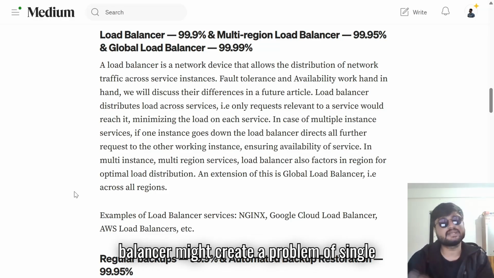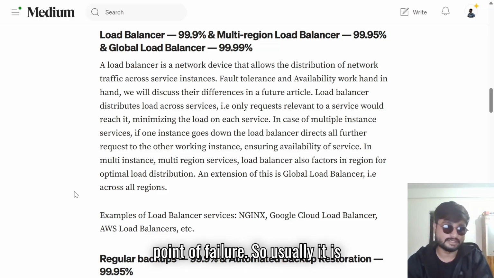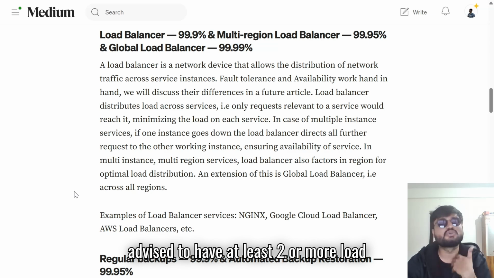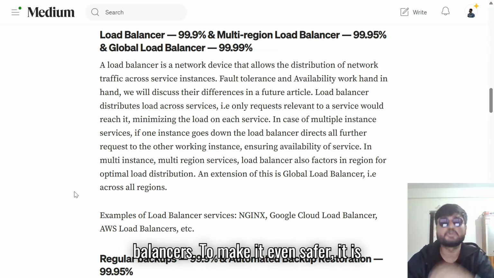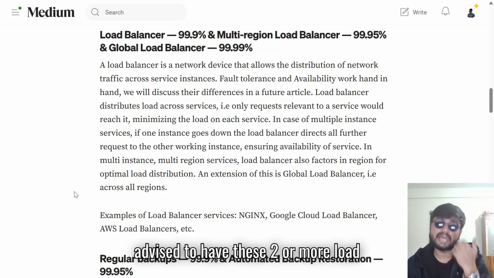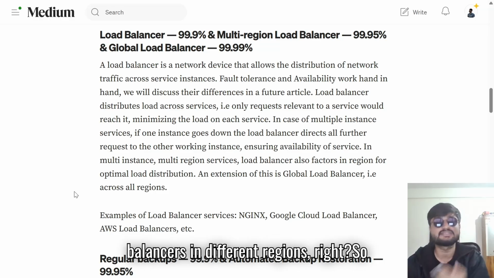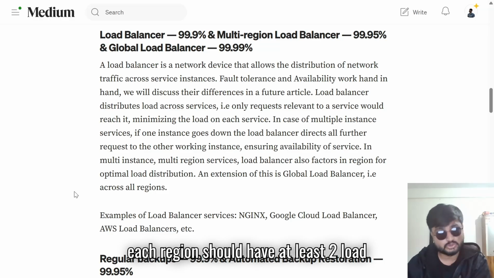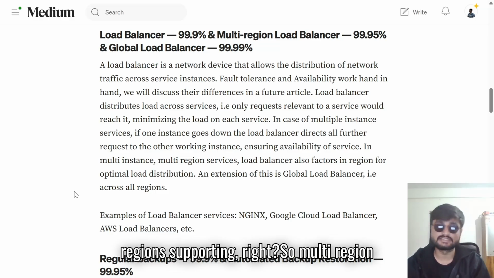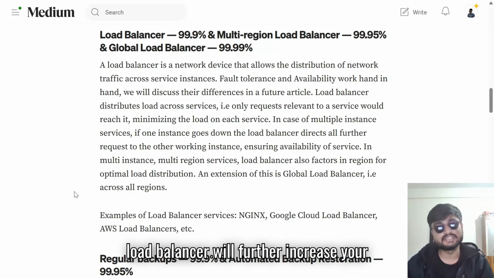Only a single load balancer might create a problem of single point of failure. So usually it is advised to have at least two or more load balancers, right? To make it even safer, it is advised to have these two or more load balancers in different regions. So each region should have at least two load balancers, and you should have multiple regions supporting. So a multi-region load balancer will further increase your availability.